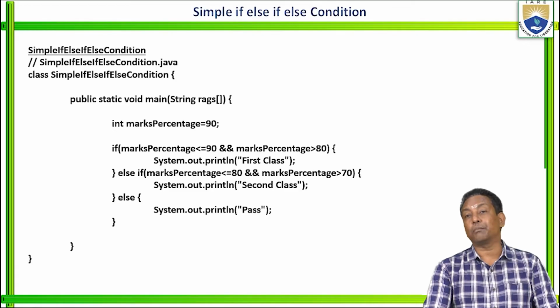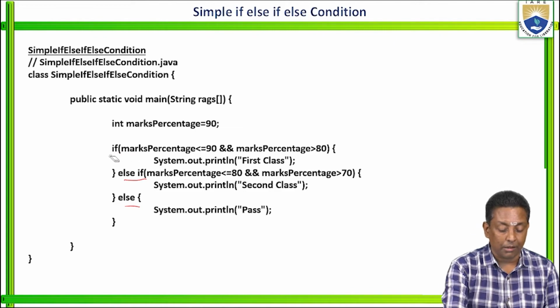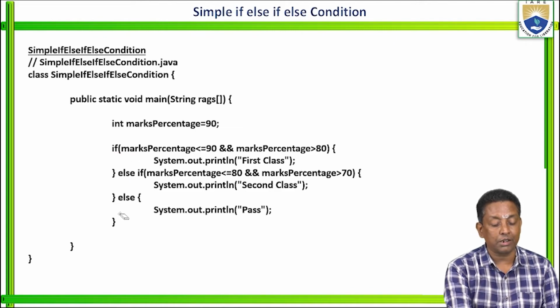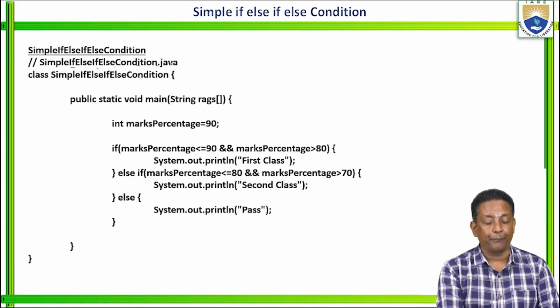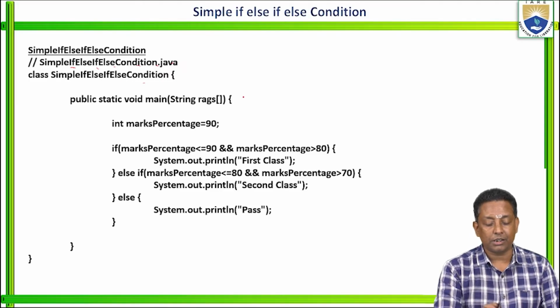So this is another example. This is an example on if, else if, else block. In this example, the example name is SimpleIfElseCondition.java. Class SimpleIfElseCondition. Public static void main. int marksPercentage is equal to 90.